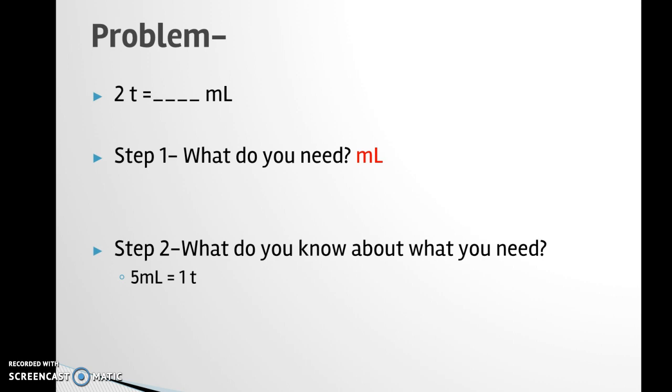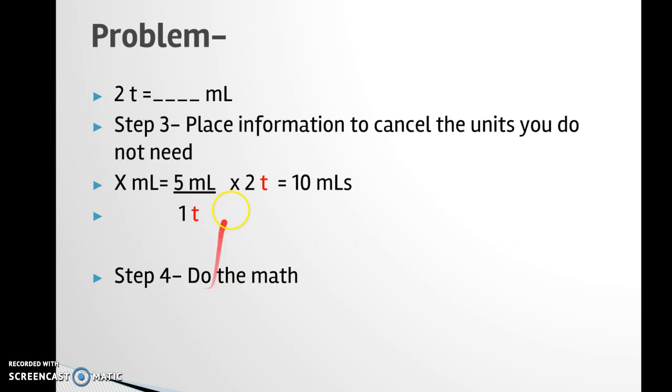Okay, now we're going to convert 2 teaspoons to milliliters. So what do we need? We need to know how many milliliters. And what do we know? We know that 5 milliliters is equal to 1 teaspoon, from our conversions from the second podcast. So we're going to place this into a chart. We've got X milliliters. We know we want milliliters in the numerator, so 5 milliliters is equal to 1 teaspoon. And we want to figure out how many 2 teaspoons are, so we're going to multiply this times 2.